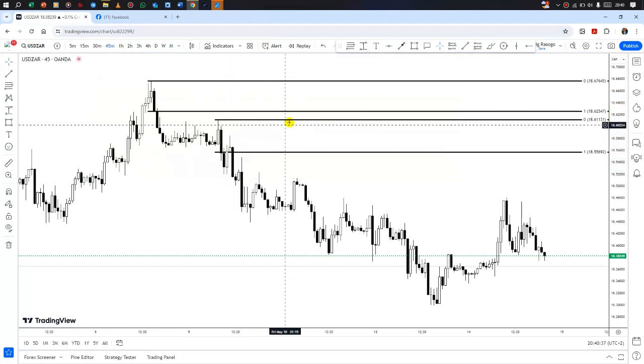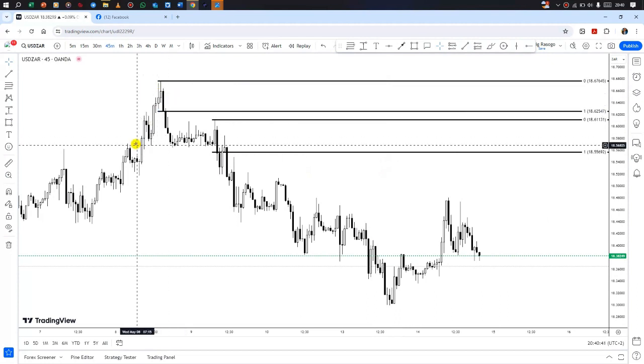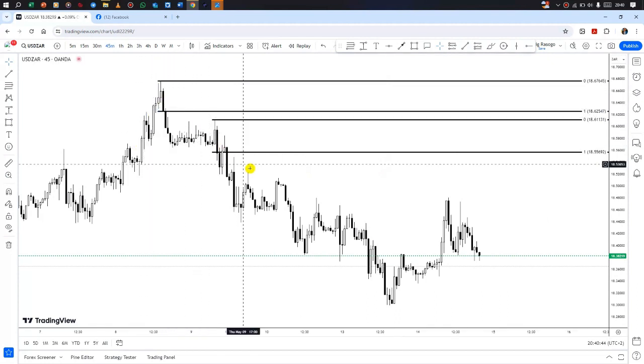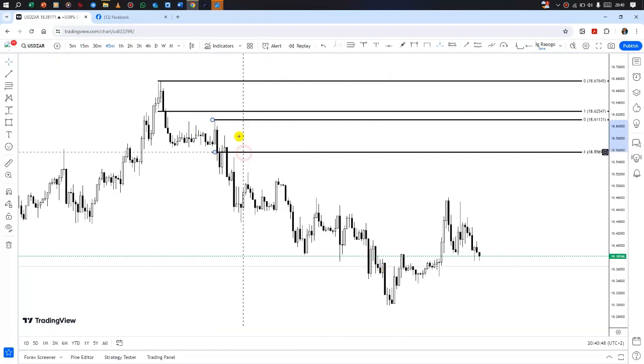As you can see, all of them are within our daily supply zone. But by looking at this, I think the one that will hold the price is this rally base drop here, because it's the origin of this whole bearish move that we have. So I will eliminate this one.